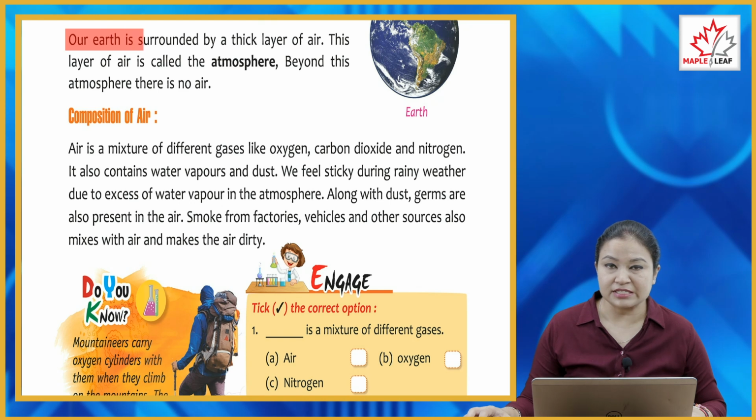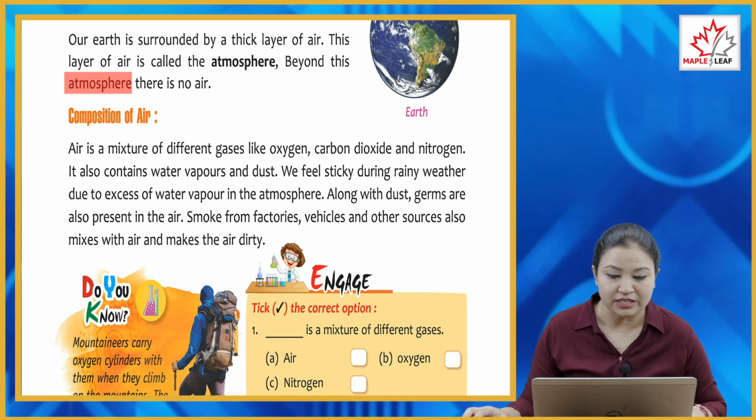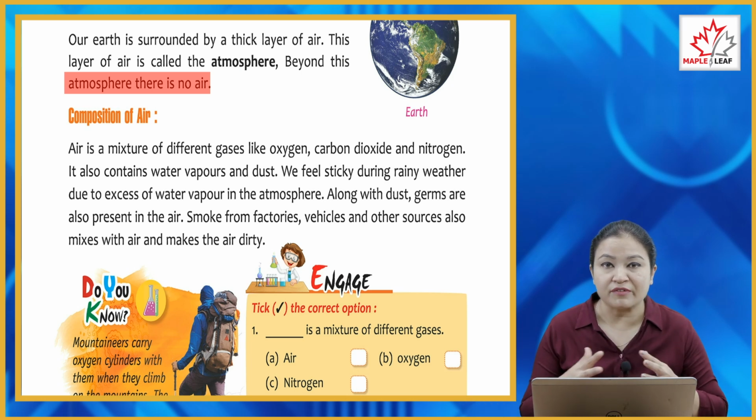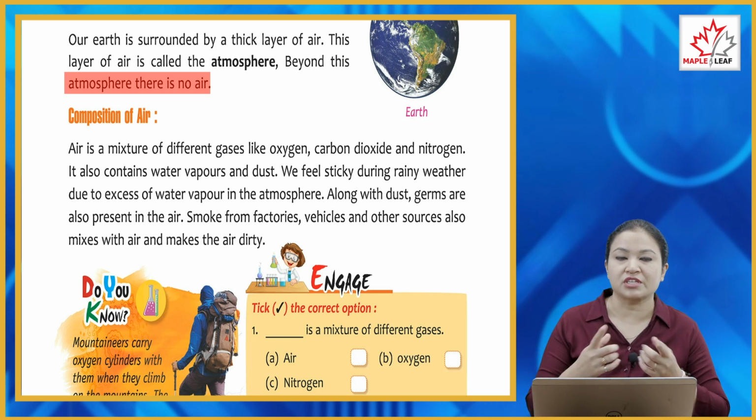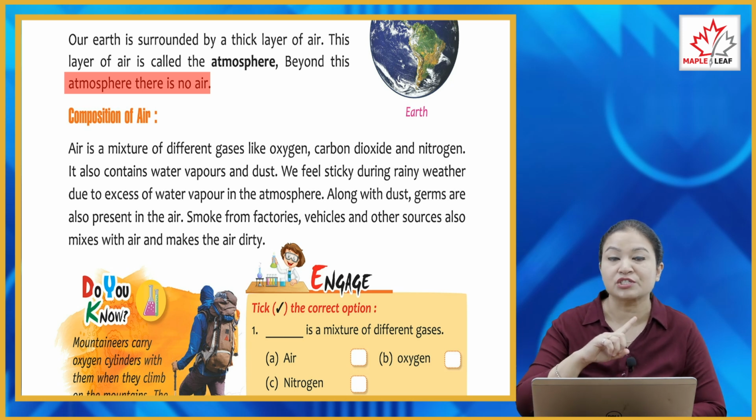Air. Our earth is surrounded by a thick layer of air. This layer of air is called the atmosphere. Beyond this atmosphere, there is no air. So what is air? If you see, air is everywhere. Our earth is surrounded by the air, which is called atmosphere, and beyond this atmosphere there is no air in space.